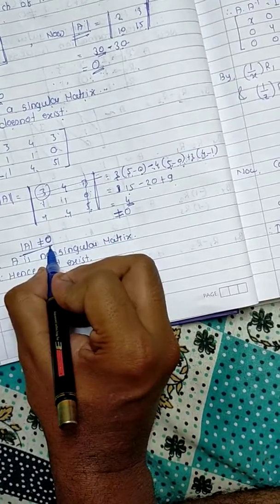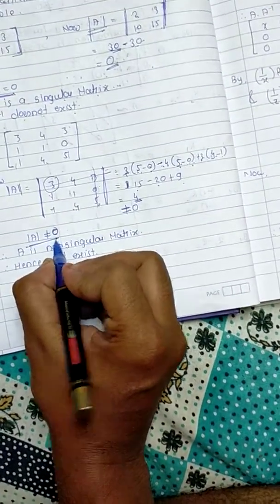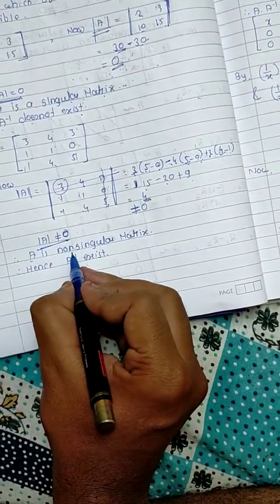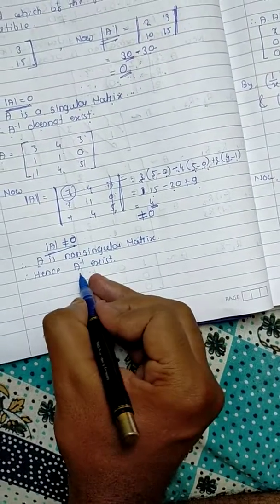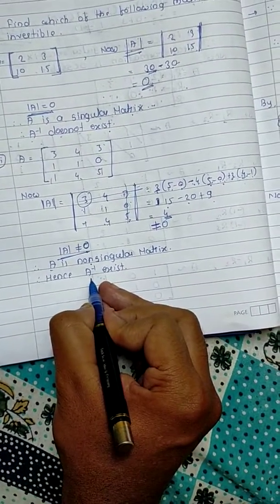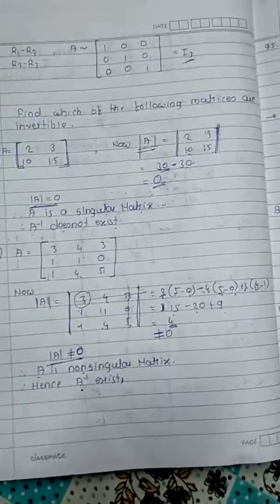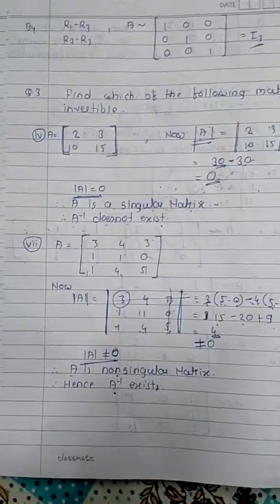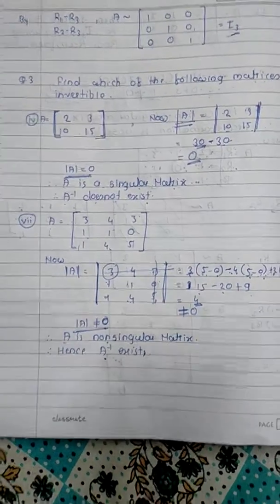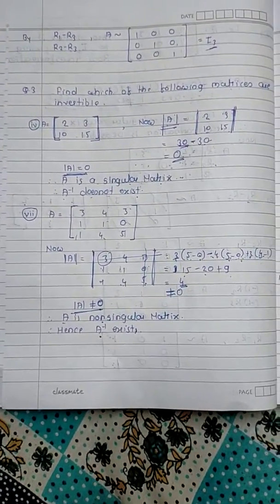So the value of determinant is not equal to 0. When it is not equal to 0, then A is a non-singular matrix, and when it is a non-singular matrix then the inverse of that particular matrix, or A inverse, does exist. Any problem till now? These are quite basic questions. Try to solve the remaining of question number 3.